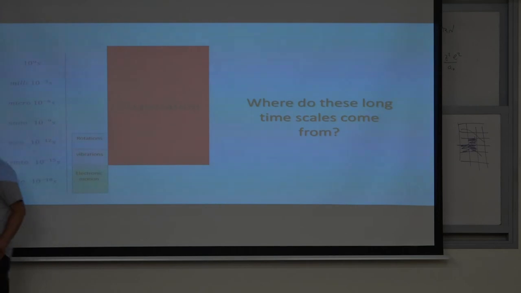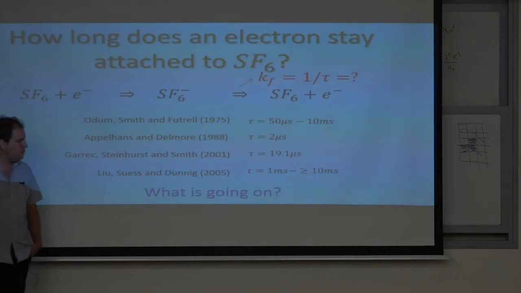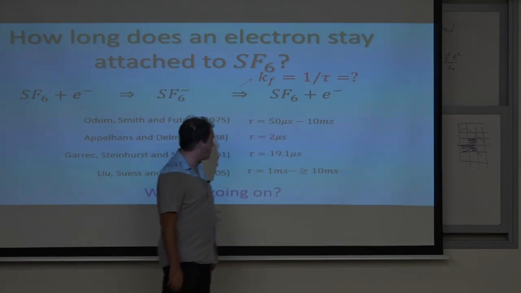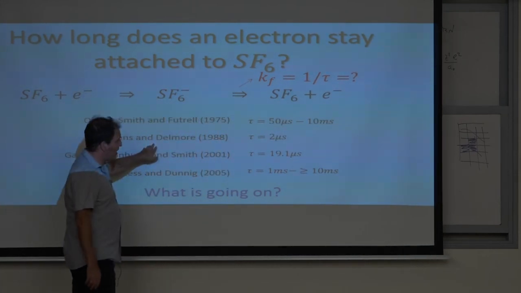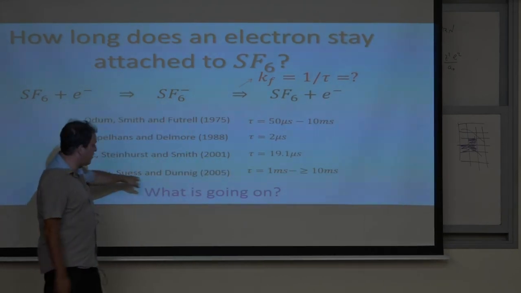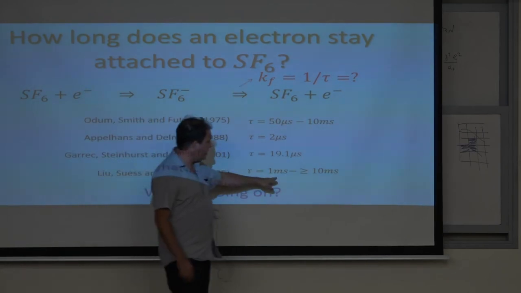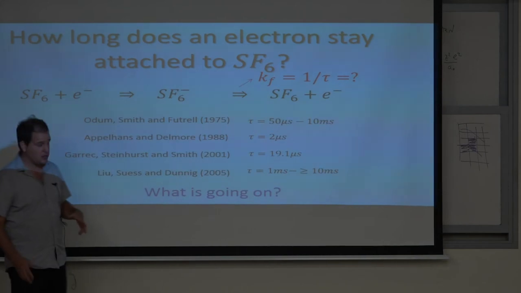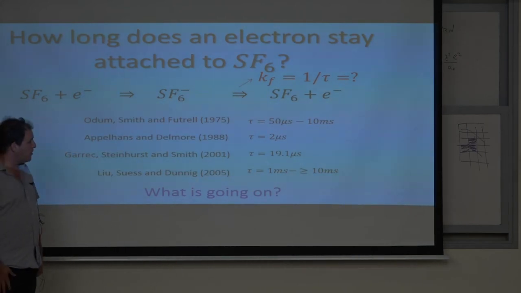And what's strange is that over the years, many, many people made this kind of experiment, and they got very, very different timescales. So in 75, they did the experiment, they got 50 microseconds. Then a different experiment later got 2 microseconds. Then a different experiment in 2005 said, okay, it's between 1 and 10 milliseconds. So very, very different timescales. So what's going on? It seems that every experiment that measured this lifetime got a different result.